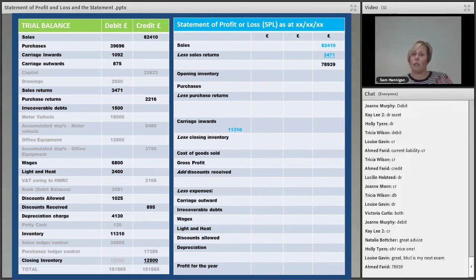So this is what we started with at the start of a financial period. So this is your opening stock. So this is what I started with, and you can see on mine, it's gone into the middle column, and I'll explain why in a second.